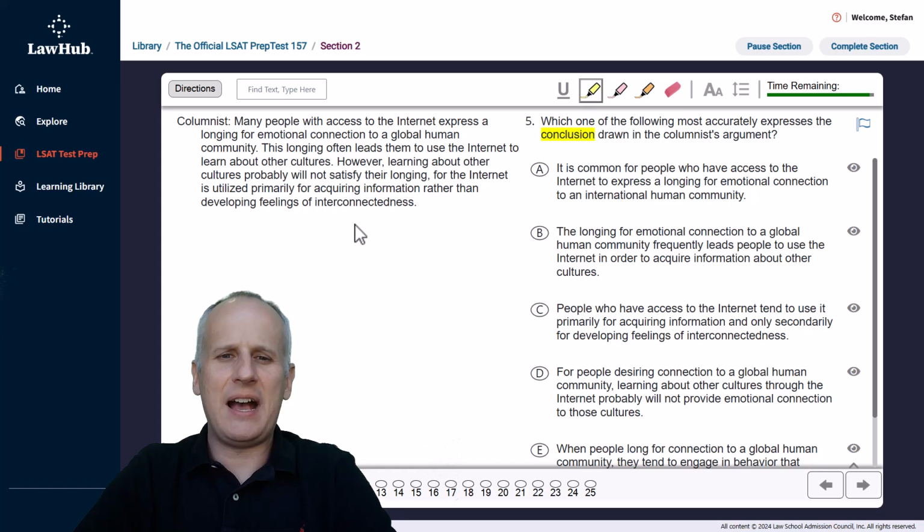Then we read the next sentence. However, learning about other cultures probably, and there's our qualifier that often indicates a subjective opinion, which functions most frequently as our conclusion. Learning about other cultures probably will not satisfy their longing, for the internet is utilized primarily for acquiring information rather than developing feelings of interconnectedness. So the word for actually indicates the support for what ends up being our main conclusion. This clause about learning about other cultures probably will not satisfy the longing of these people who want emotional connection to a global human community.